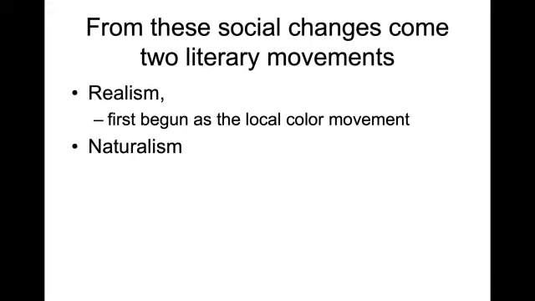Now, from these two social changes come two literary movements. So the realism movement does happen between 1865 and 1914, but within its own literary movement, we also get this sense of naturalism. So your one literary movement actually breaks into two.